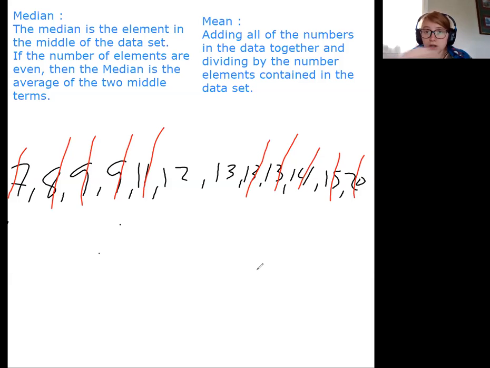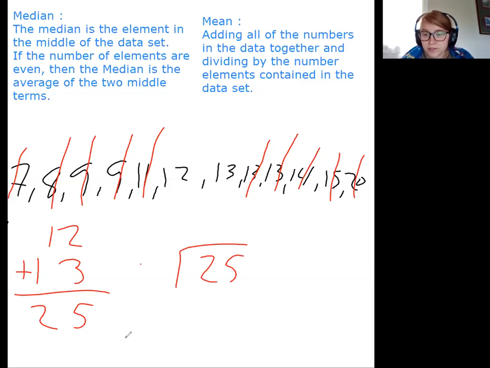So this is what it's talking about when it says if it's an even number, then the median is the average of the two middle terms. So 12 is an even number, so that means we have to take the two middle terms, which in this case are 12 and 13. To find the average, you just add them together and divide by 2. So 12 plus 13, 3 plus 2 is 5, 1 plus 1 is 2.